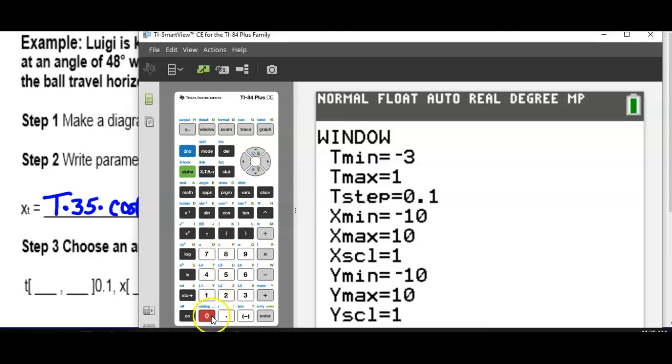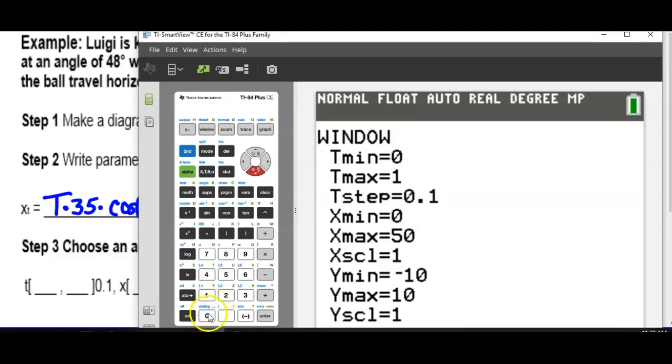So I don't need negative time. And I'm just going to start with 1 because I want to show you what happens. I'm sure we're going to need more than 1 second for the ball to come down. This is x, horizontal distance away. How far do you think a soccer ball goes? I think more than 10 feet. I'm going to put in 50, and I'm not even sure that's going to be enough.